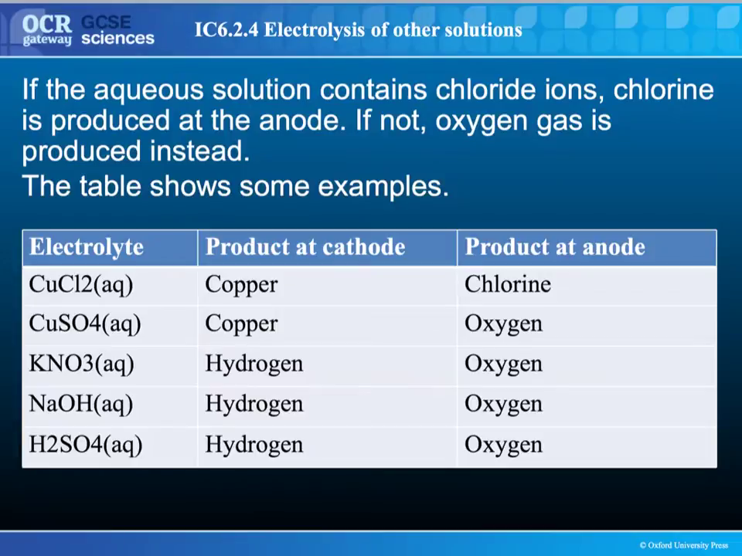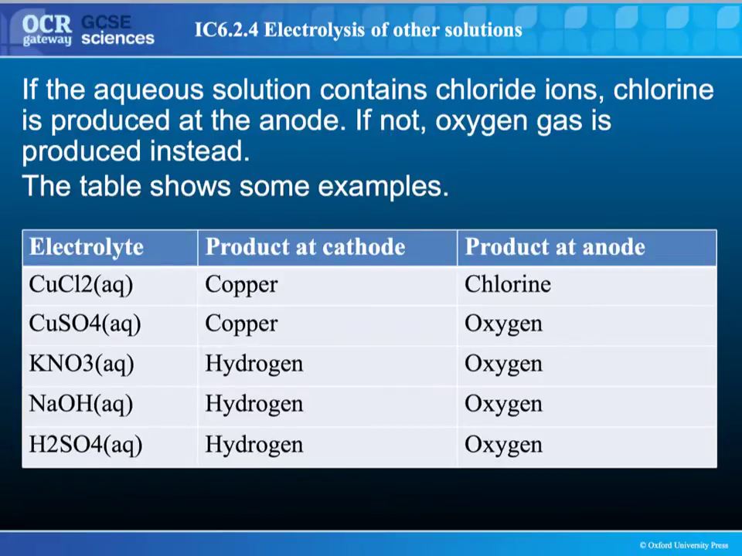So in these three situations, potassium nitrate, sodium hydroxide and sulfuric acid, because in this one no metal is present, hydrogen is formed, and no chlorine is present, oxygen is formed. In this one, sodium is more reactive than hydrogen, so hydrogen will be formed, and so will oxygen. Potassium nitrate, potassium is more reactive than hydrogen, so hydrogen will be formed, and oxygen.